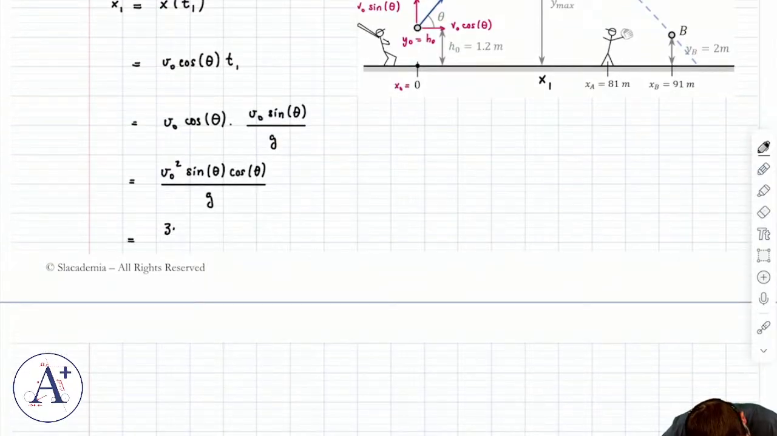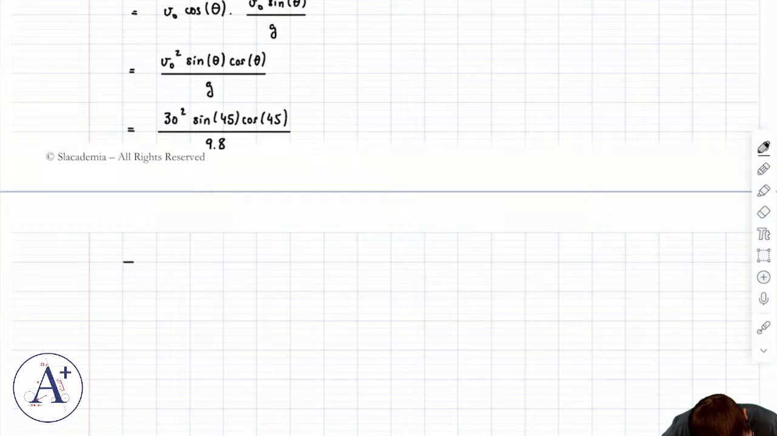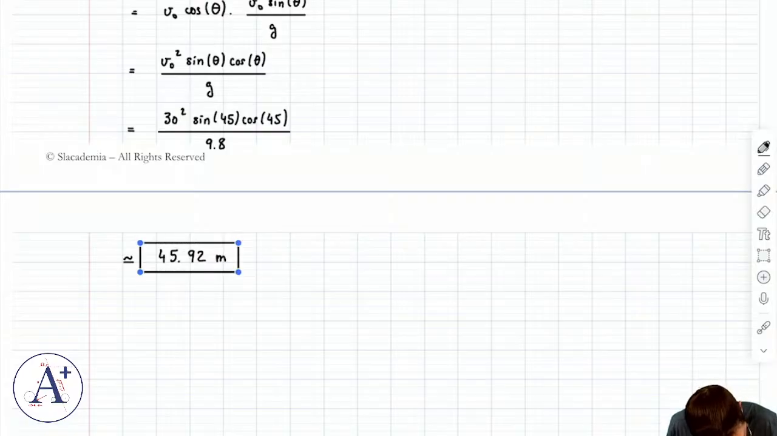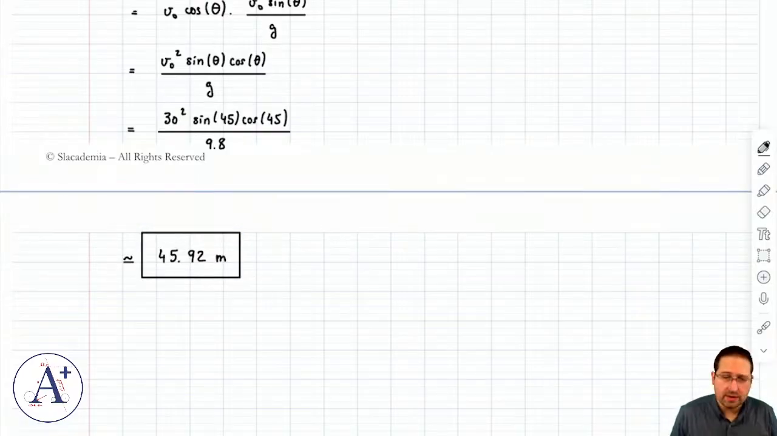So that's going to be 30 squared sine 45 cosine of 45 divided by 9.8. And that's going to be approximately 45.92 meters. Okay. All right, that's the x location of the peak of the ball's trajectory.